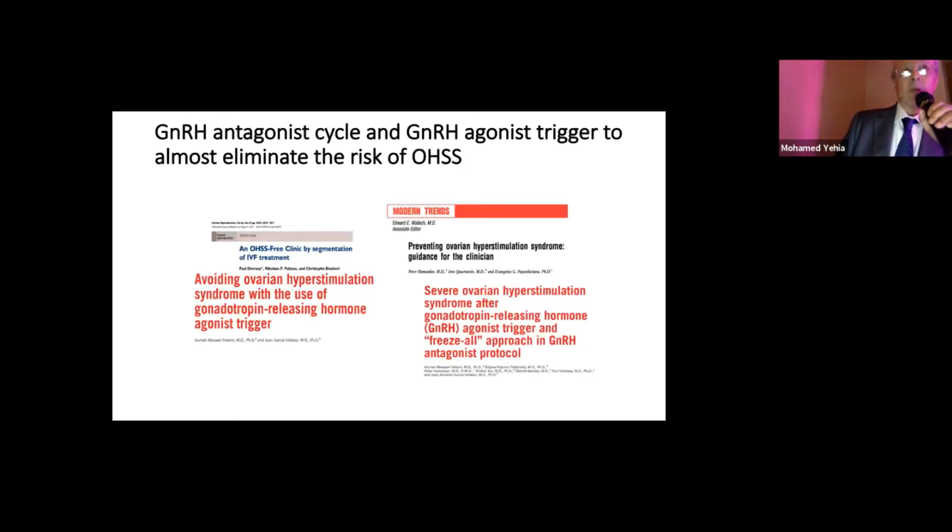So once we had this agonist trigger, a lot of papers came stating that this is an ovarian hyperstimulation-free clinic, and you can avoid it by using the agonist. And after a few months, then came severe ovarian hyperstimulation syndrome after agonist trigger and freeze-all approach. So even with agonist trigger, you can have severe hyperstimulation. It's far less, but still there.